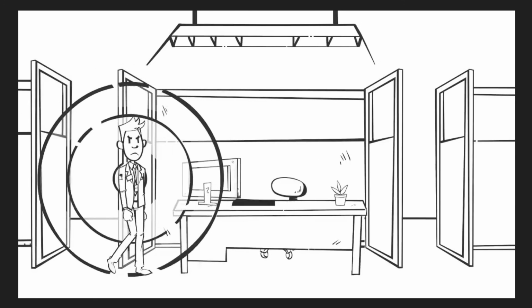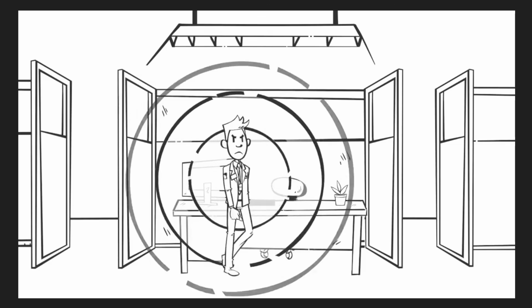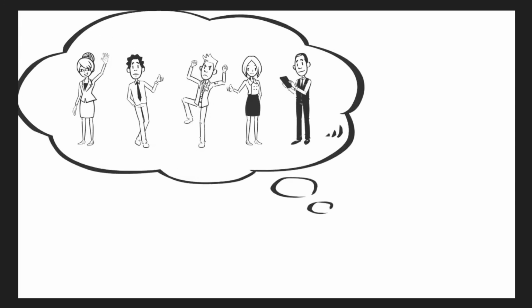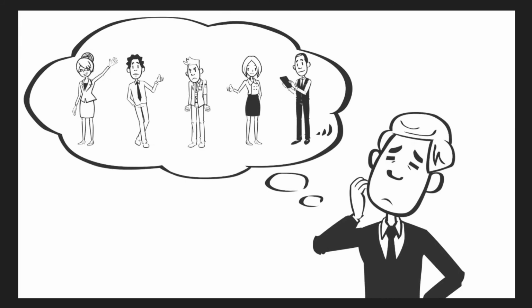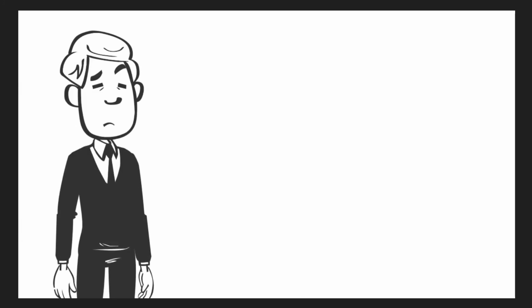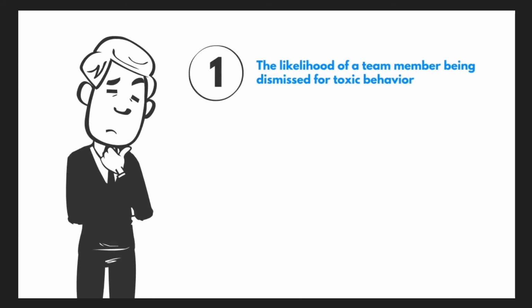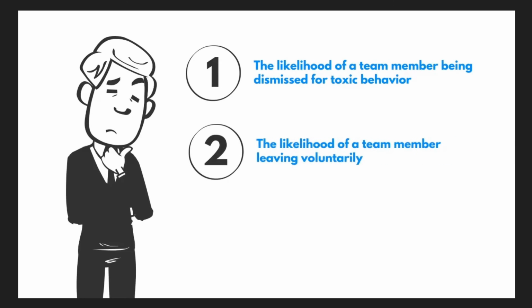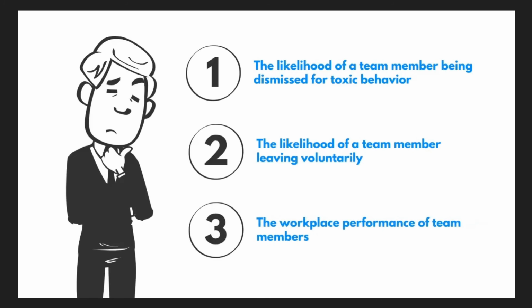Toxic employees can create a huge mess within the workplace, not to mention take a toll on the company's overall well-being in more ways than one. This is why it is important to understand how to spot a toxic employee and mitigate the effects of their toxicity before it gets worse. To spot a toxic employee, you must be able to gauge the following. 1. The likelihood of a team member being dismissed for toxic behavior. 2. The likelihood of a team member leaving voluntarily. And 3. The workplace performance of team members.